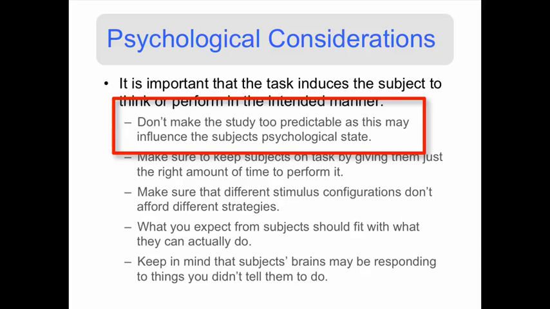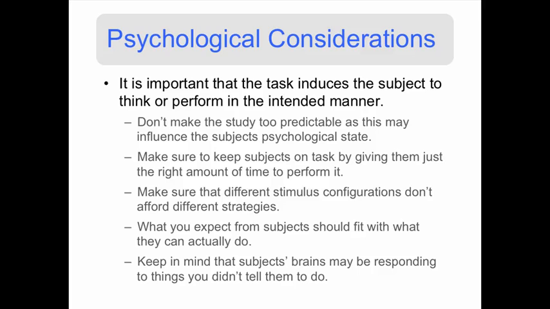The first is that you don't want to make the study too predictable, as this might influence the subject's psychological state. For example, if you have a task where you see letters and you're supposed to press a button every time you see a letter, but not when you see a certain letter, say X. So this is a type of go, no-go task. If you have a long series of X's in a row, it becomes much easier to not press the button. However, if the X's are intermixed with lots of other types of letters, it becomes harder. So here you want to keep the task as unpredictable as possible to make sure that the subjects are in the proper state.